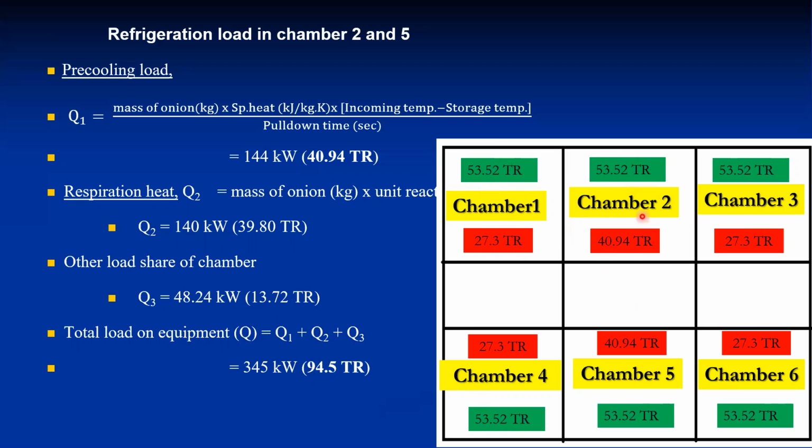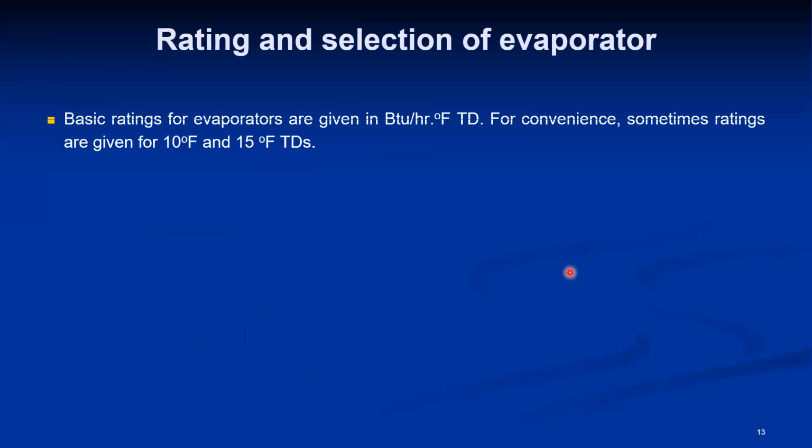But instead of that, if we select 27 TR for this also, it is slightly over capacity, but instead of selecting different units, we will select only two types of units here. That is 27 TR and 15 TR or 16 TR. Means two types of evaporators to meet the entire load. And now we'll select, for rating and selection of evaporators.